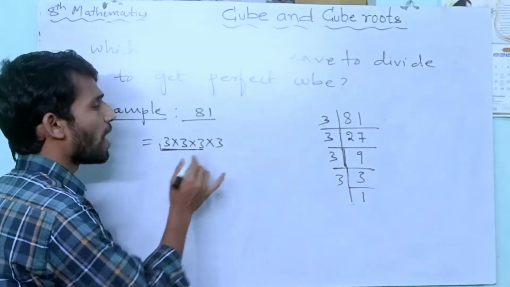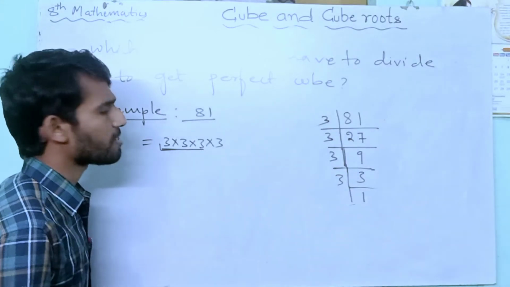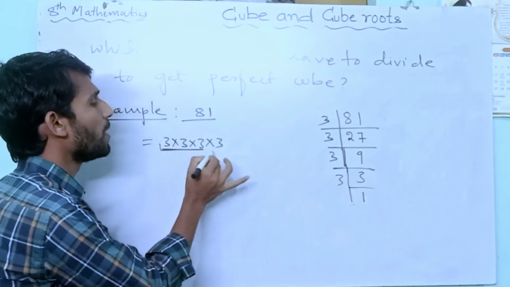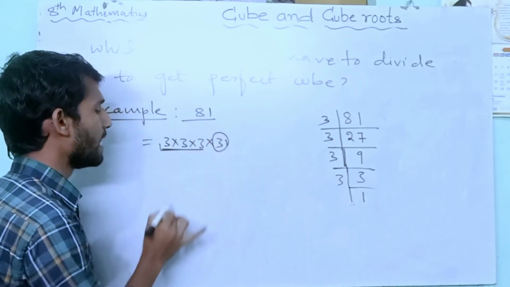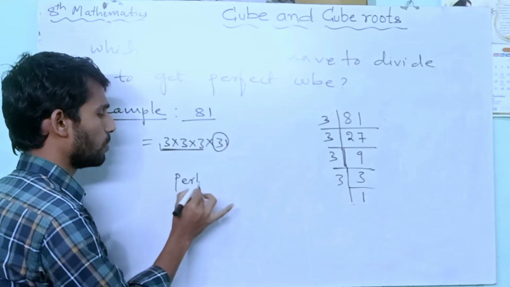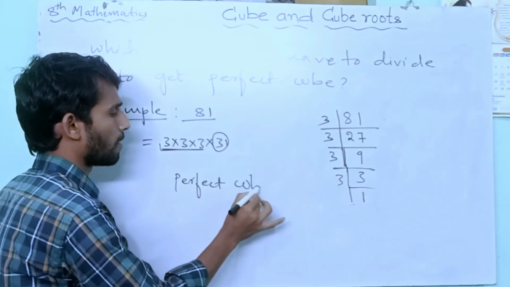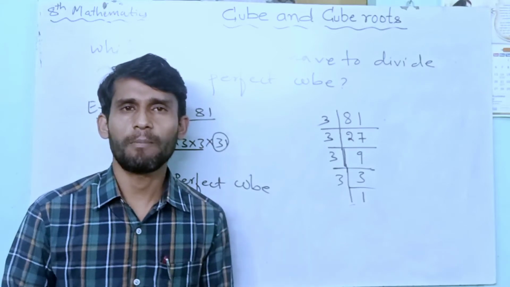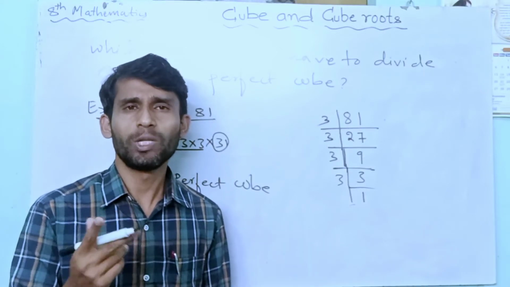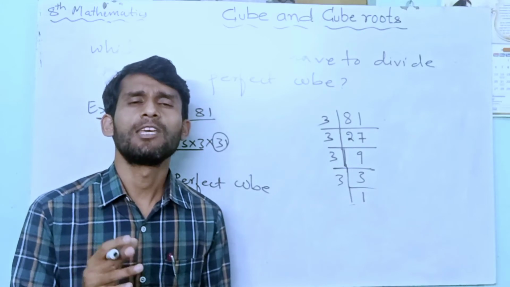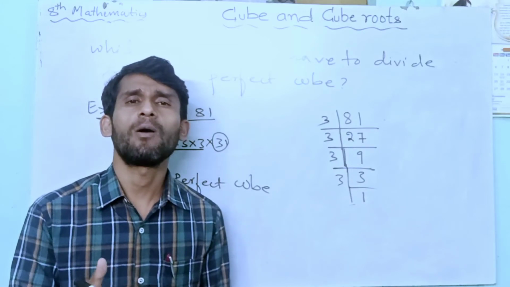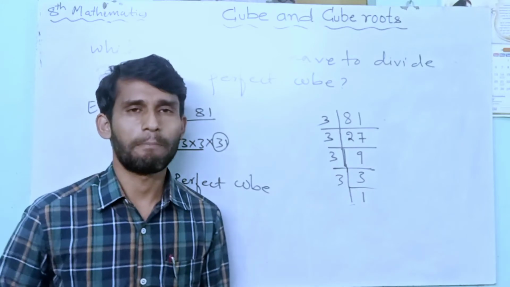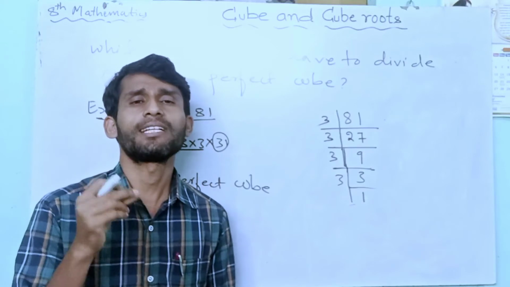Here we have to understand that when we divide by 3, we get a perfect cube. This is the solution. Dear student, as you solved in the previous example, when you have two factors, then you have to multiply. When you have only one extra factor, then you have to divide by that number. Then you will get a perfect cube.